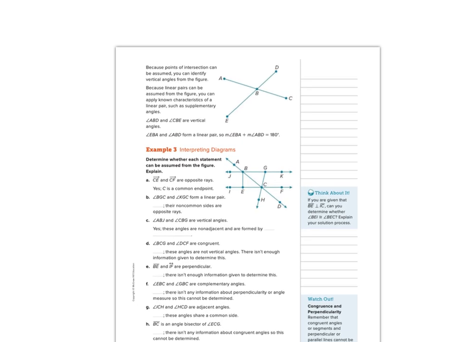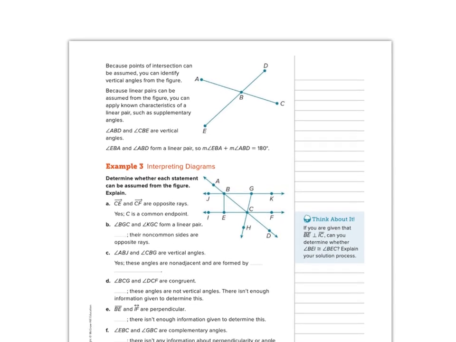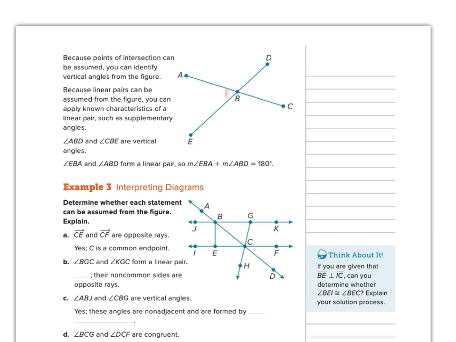Okay, and then here, this is a good example. I do know that this angle and this angle are vertical angles, so they are congruent. I do know that this angle is vertical to this angle. I know that, so I don't have to assume. And I also know that ABD and CBE are vertical, and I know that EBA and ABD form a straight line, so they're linear pairs. Again, things that we know, that we don't assume.